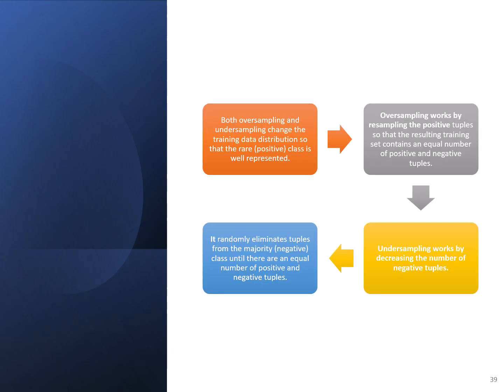Both oversampling and undersampling change the training data distribution so that the rare classes are well represented. Oversampling works by resampling the positive tuples so that the resulting training set contains an equal number of positive and negative tuples. Undersampling works by decreasing the number of negative tuples. It randomly eliminates tuples from the majority class until there are an equal number of positive and negative tuples.